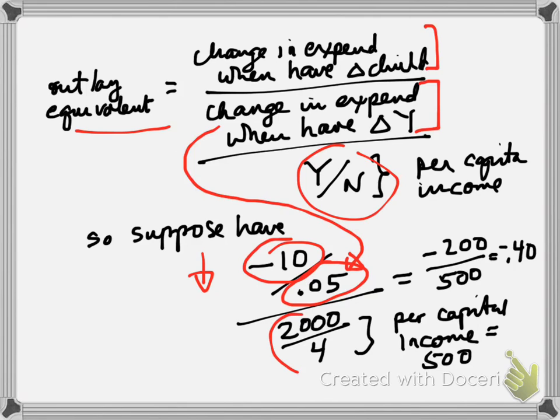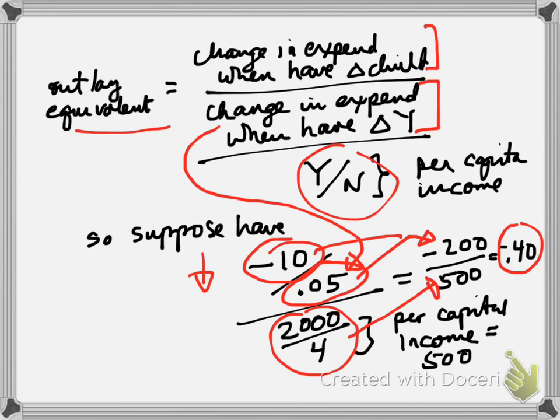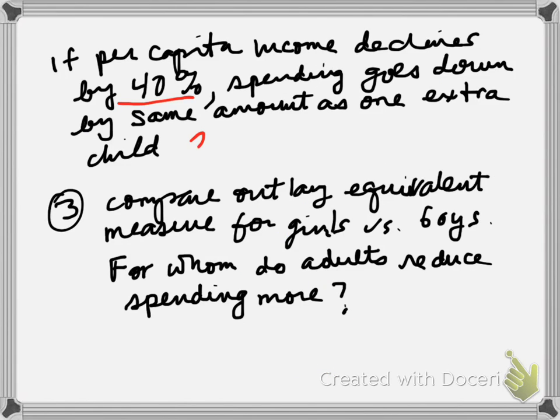And then we take that ratio and we normalize it by per capita income. So we get this minus 10 over 0.05. It gives us negative 200, and 2,000 over 4 gives us 500. So the ratio then is negative 0.40. How do we interpret this 0.40? Well, we can interpret it as if per capita income declines by 40%, spending goes down by the same amount as one extra child. Remember that per capita income is $500, so 40% of $500 is $200.